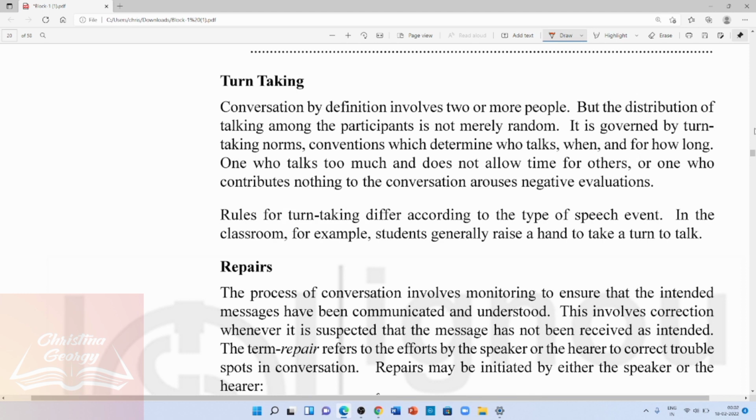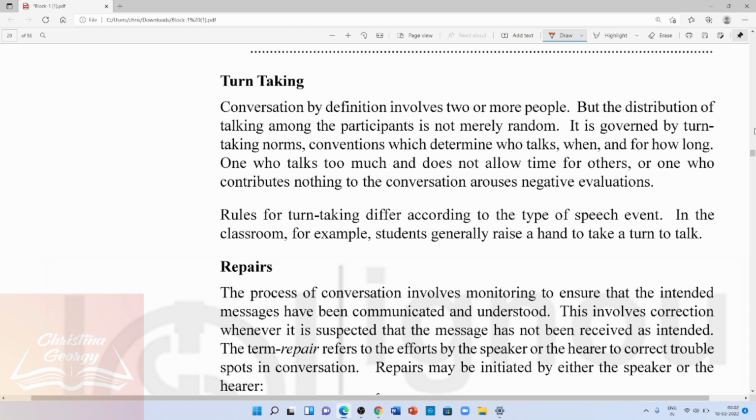What do you mean by repair? The process of conversation involves monitoring to ensure that the intended message has been communicated and understood. This involves correction whenever it is suspected that the message has not been received as intended. So the term repair refers to the efforts by the speaker or the hearer to correct trouble spots in conversation. The examples are provided in the textbook. You can read about it.